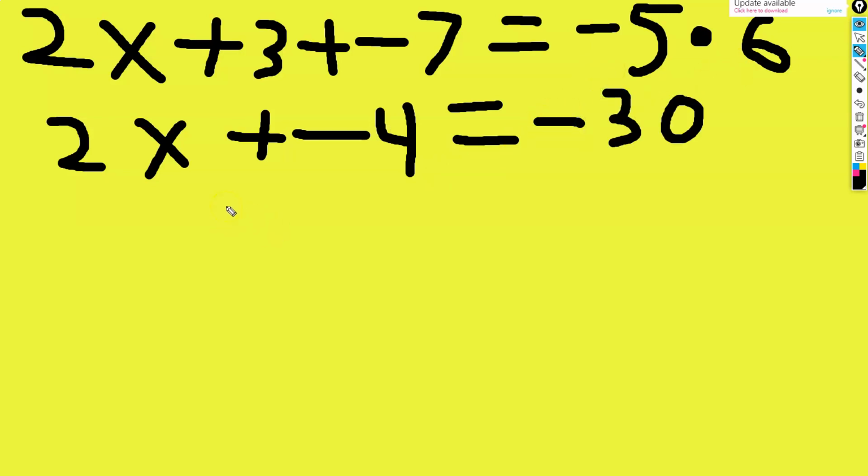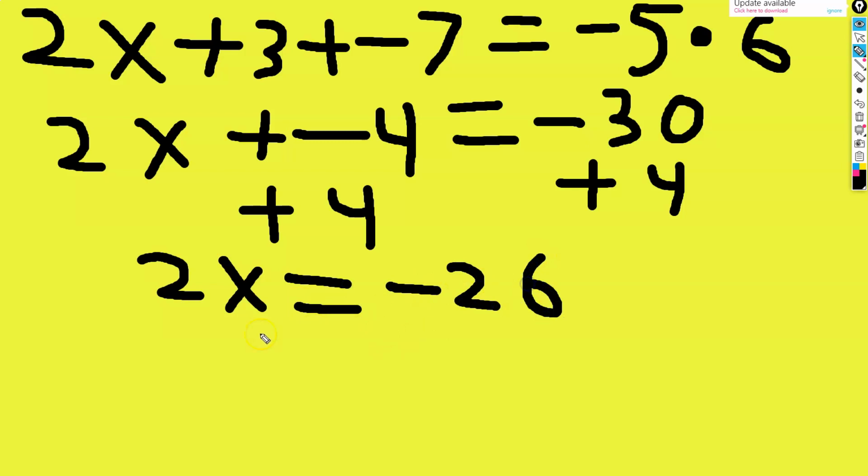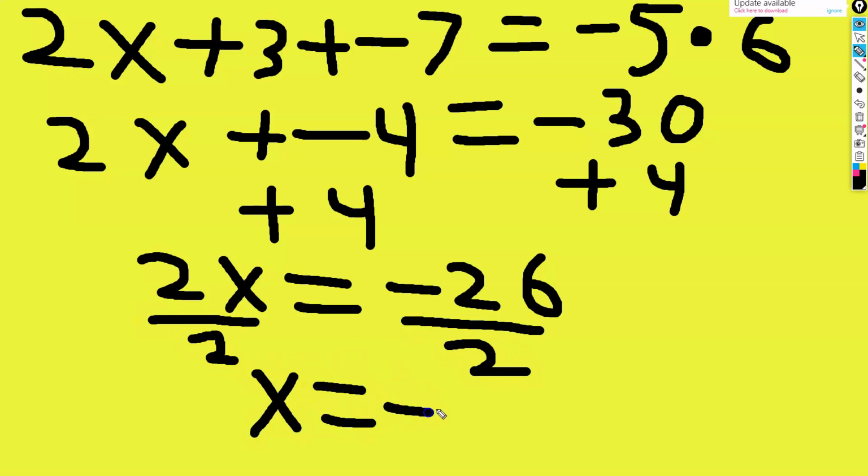Just like in the previous example, I'm going to start by adding the opposite, and then I'm going to divide. This gets me x equals -13. To check my solution, I'll substitute this -13 in for the x in our original equation.